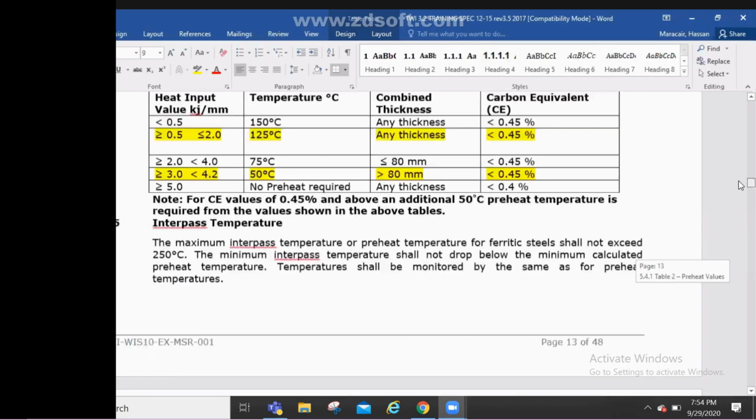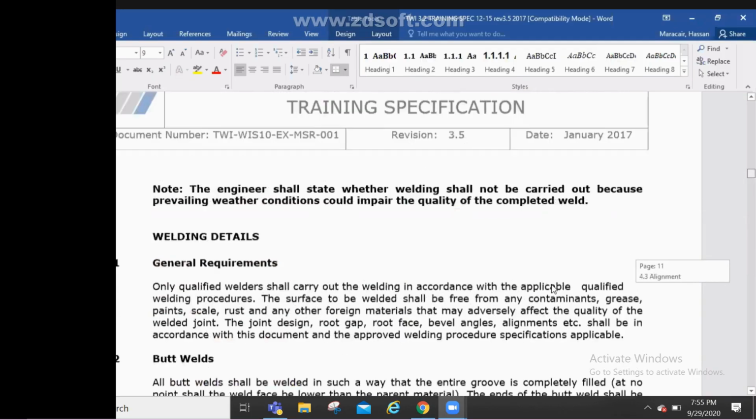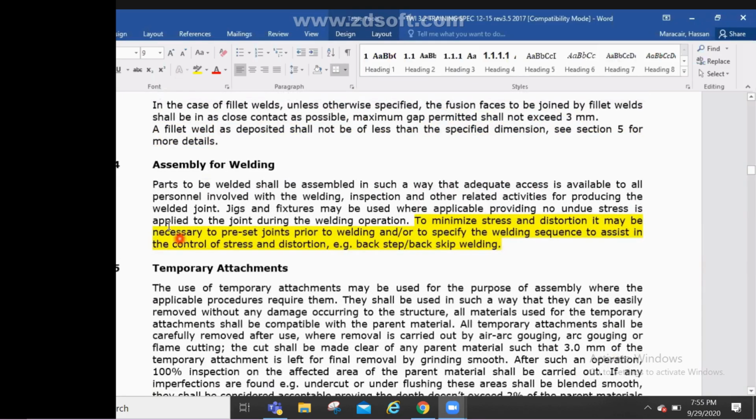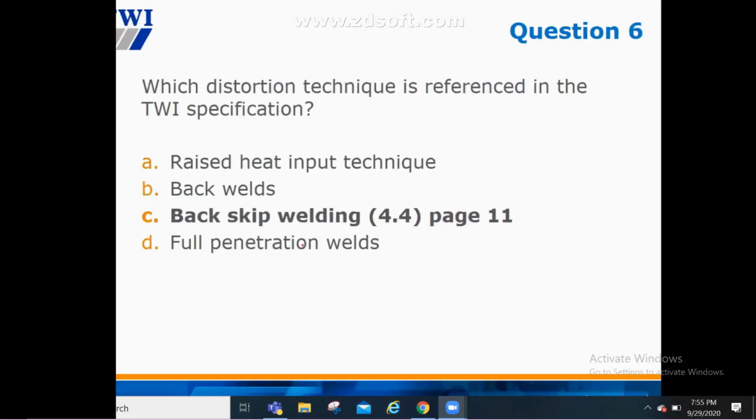Section 4.4. You said here, assembly for welding. To minimize distortion, it may be necessary to preset the joint prior to welding or to specify the welding sequence to assist in control of stress distortion, for example, back step or back skip. Here, back step or back skip. So here the answer goes to C.